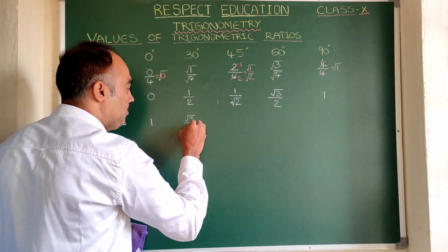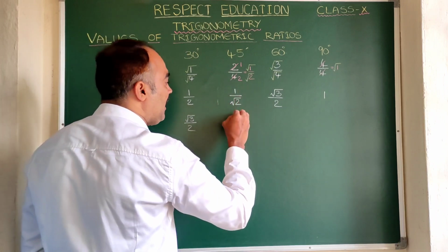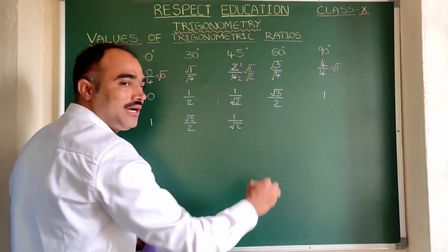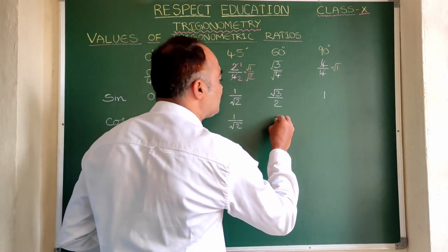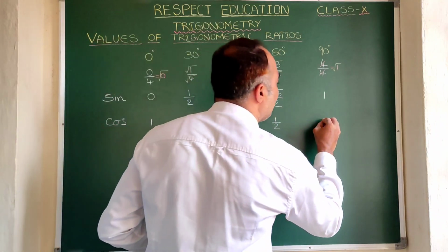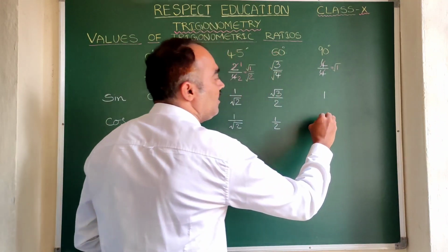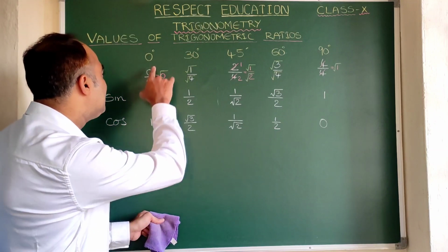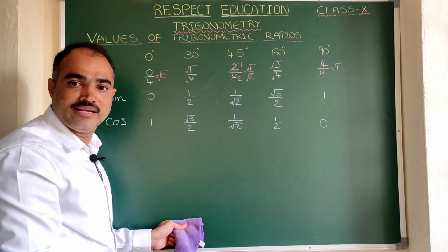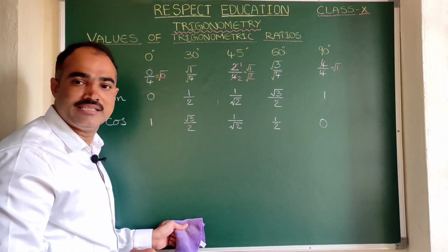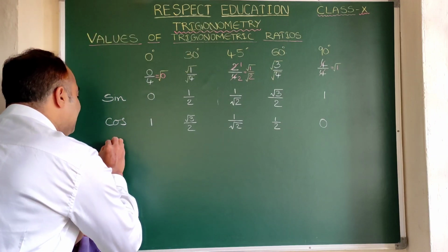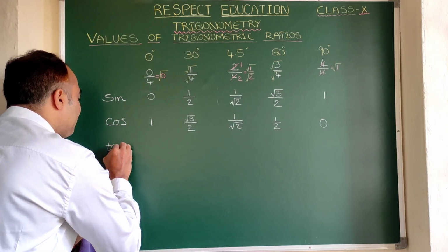Let us write this 1 by root 2 as it is, the middle value. Here what number comes? 1 by 2. This 1 by 2 comes there. Same way here what will come? 0. This 0 will be coming here. Now you tell me, what is cos 0 degrees? 1. Cos 30 degrees? Root 3 by 2. Cos 45 degrees? 1 by root 2. Cos 60 degrees? 1 by 2. Cos 90 degrees? 0.